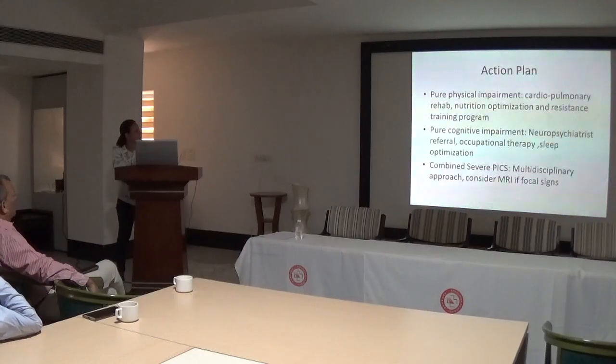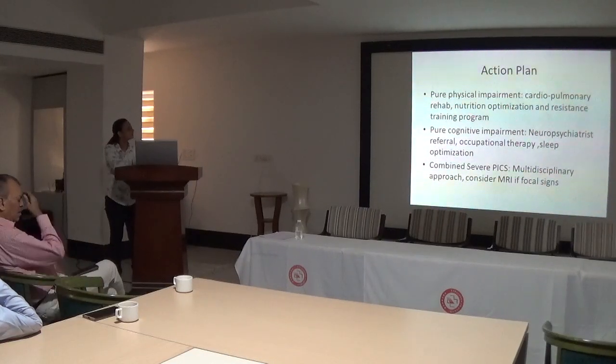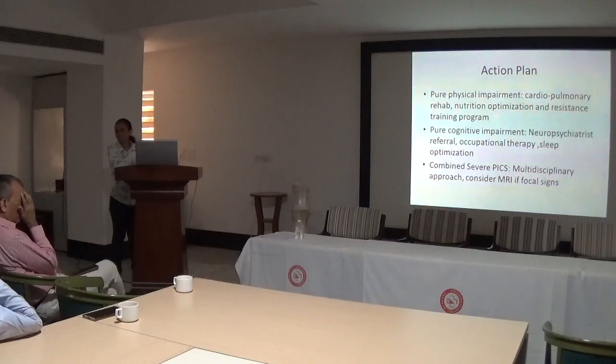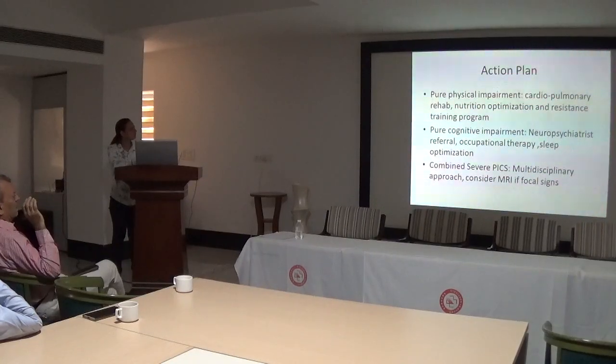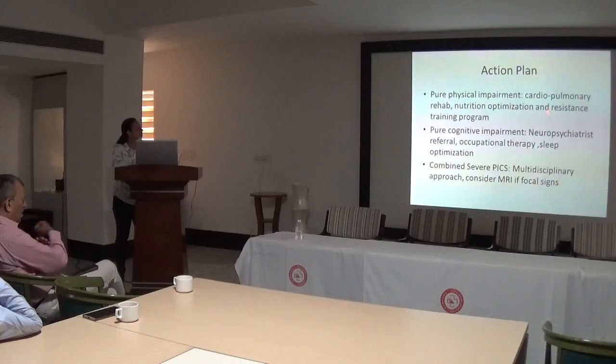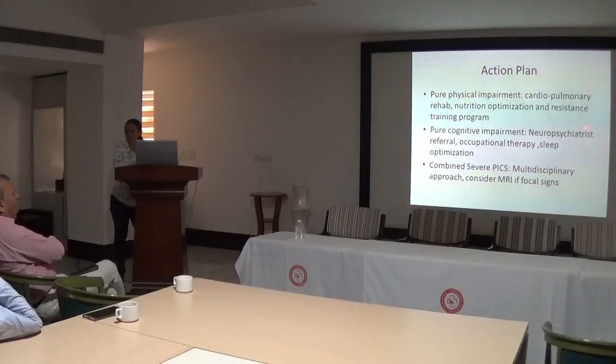So coming to the next thing. It's a pure physical impairment. Your patient just needs cardiopulmonary rehab. More often than not, this pure physical impairment is because of sarcopenia, so protein optimization. You have a qualified nutrition expert in your center, just refer the patient to her, and you have physiotherapy. You plan a resistance training program, under supervision, so that the patient knows how much weight to lift.